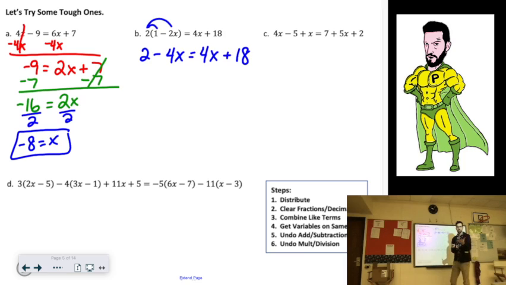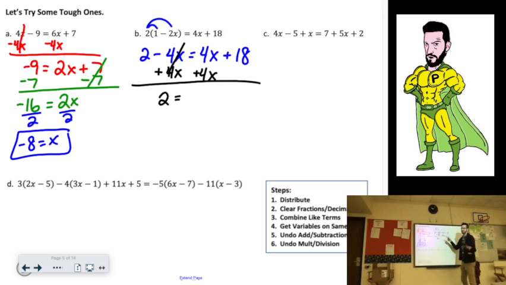But negative 4x, if we wanted to cancel that out, we would add 4x. So we don't actually have the same amount of x's on both sides of the equal sign. Because these will cancel, we'll have 2 equals. Over here, 4x plus 4x is 8x. So they didn't go away as we had initially maybe thought.